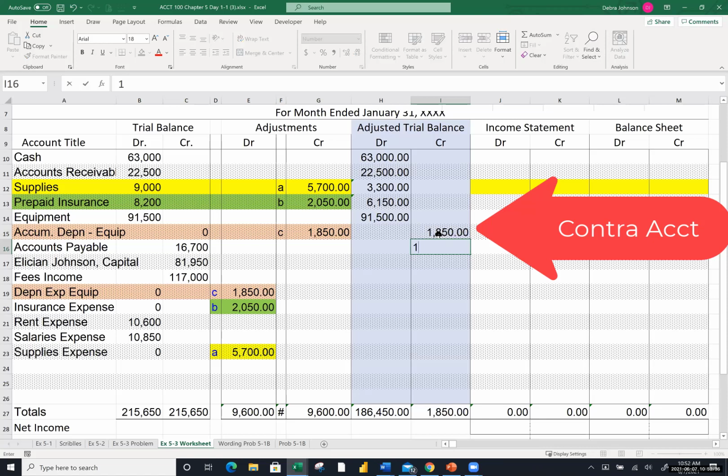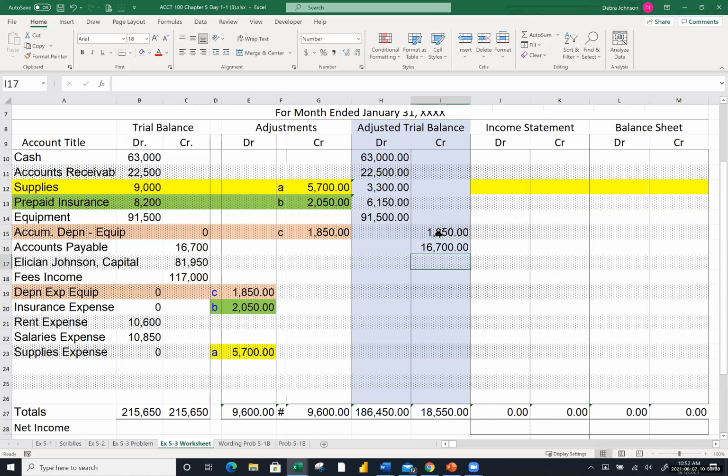Accounts payable didn't change, just bring it over. It's a credit balance. Capital didn't change, just bring it over. Fees income didn't change, bring it over. And that brings us down to our expenses. So let me stop for a second.